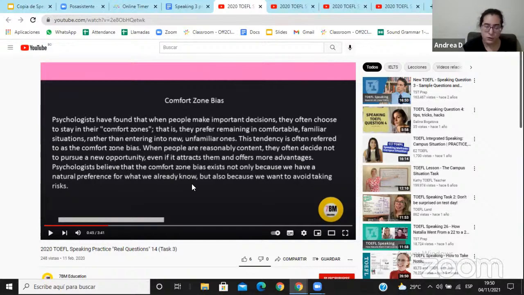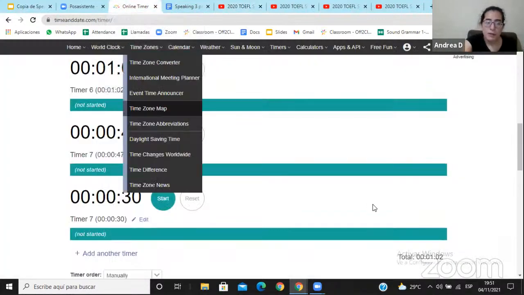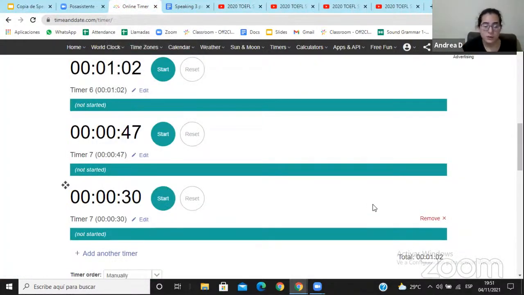So because of the comfort zone bias. So nice, focus on that. Careful with the tenses. This story was specifically in the past tense, but I like what you did. You can also use just a simple present to tell a story, but you need to make sure that every tense is the same. So everything is in the simple present.